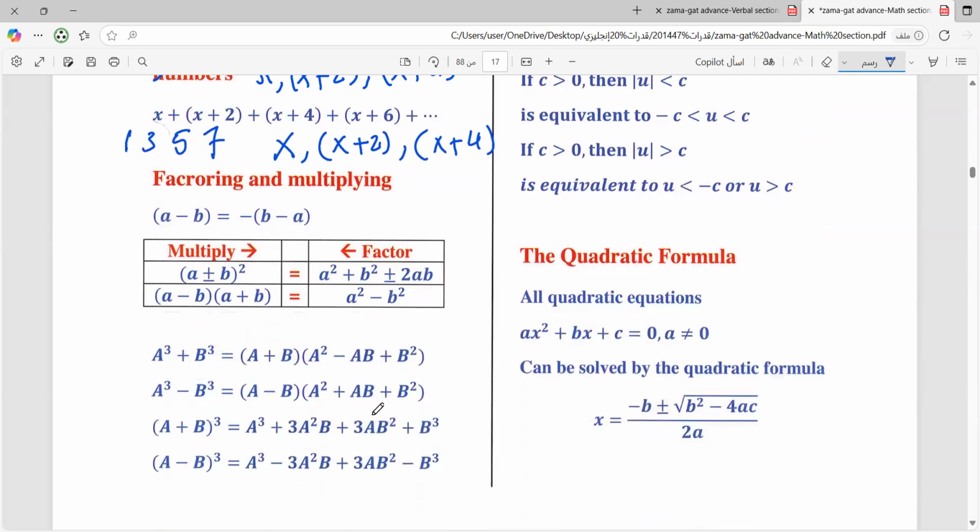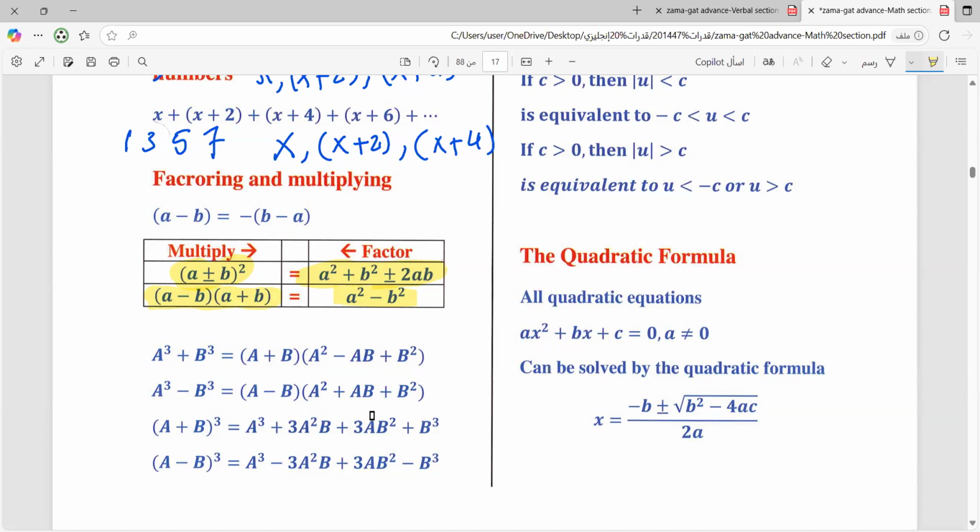Okay. Now about factoring, or how to factor and multiply. Here we have an application, or a relation. Look, (a plus b) squared. The relation is a squared plus b squared plus 2ab. If there is a positive, you put positive; negative, you put negative. And the difference, which we call the conjugate, or the difference between two numbers, will be a squared minus b squared.